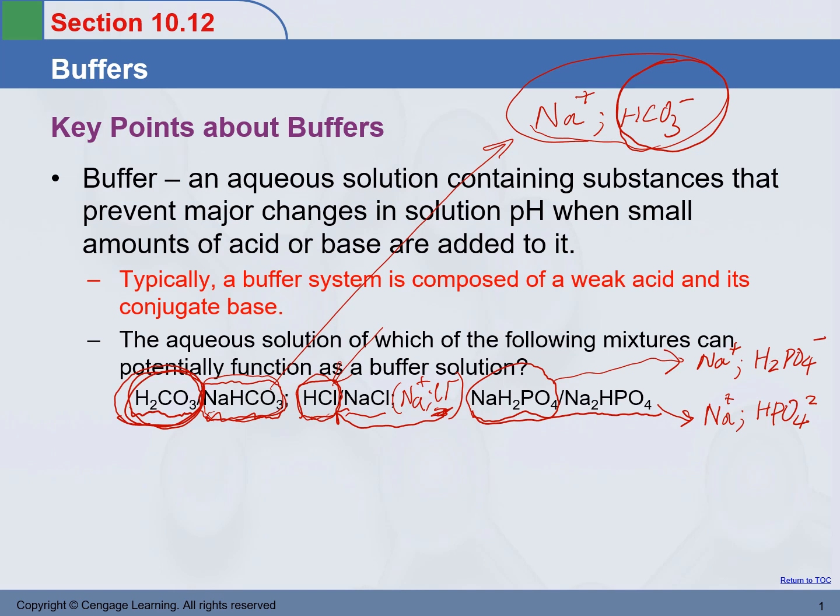Make sense to you? So mixture number 1 and mixture number 3 are potentially buffer solutions. Mixture number 2 is a no.